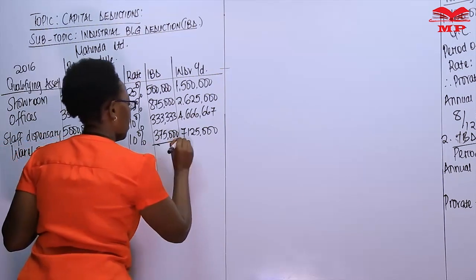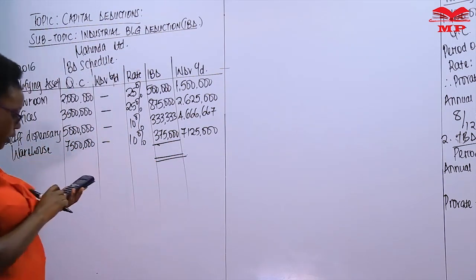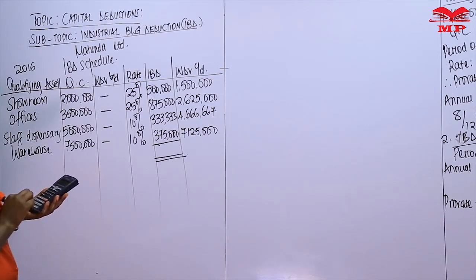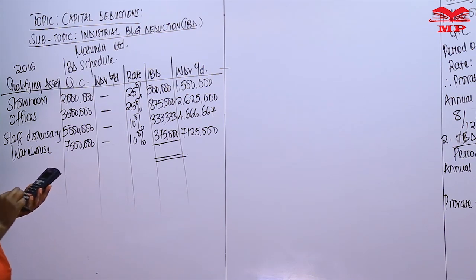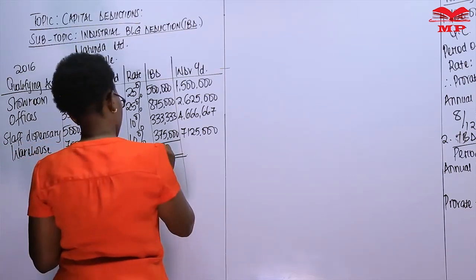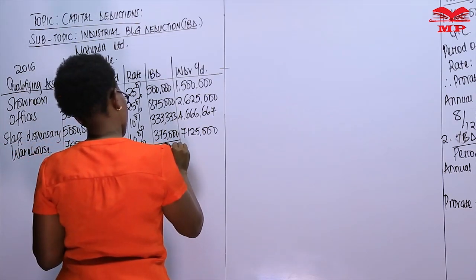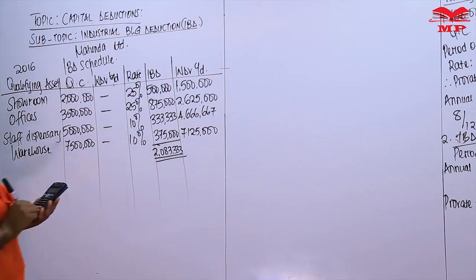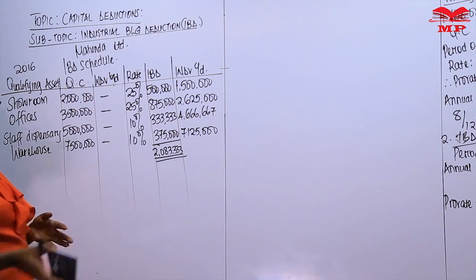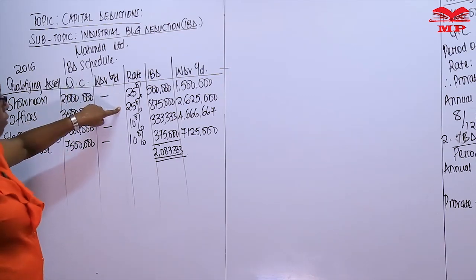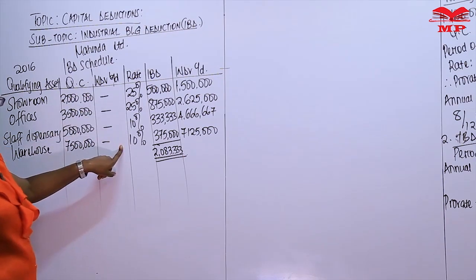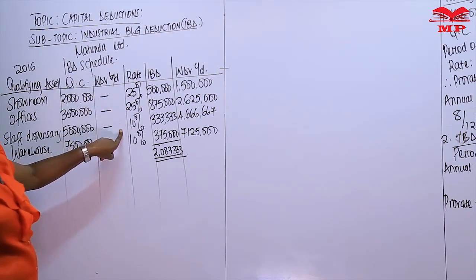So we can now add up our total IBD for 2016, which is 500,000 plus 875,000 plus 333,333 plus 375,000, that is 2,083,333. So that is the IBD for 2016. But remember, if you look at this rate, this is for 4 years, for 10 years, because it's 100 divided by 25 and 100 divided by 10.